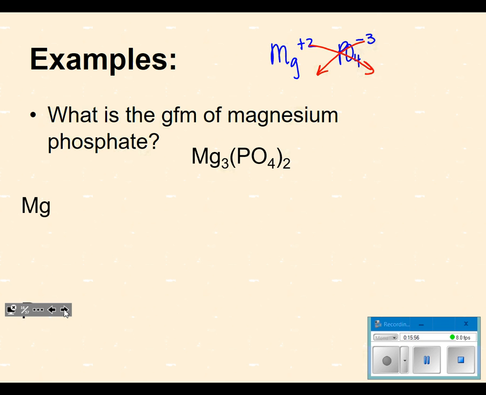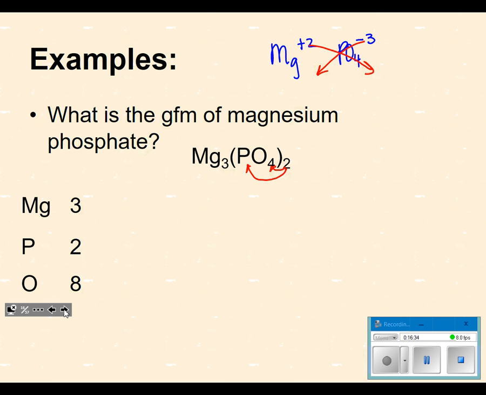We have magnesium, we have phosphorus, and we have oxygen. Well, how many magnesiums do we have? We have 3. Now for phosphorus, we only have 1 for the subscript, but that's inside of a parentheses where there's a 2 on the outside. So what you have to do is distribute that 2 to both of these numbers. So there are 2 phosphorus, and then 2 times 4 is going to give me 8 oxygens. All right? So you do the same thing like you would do in math. If you have a parentheses, you distribute that subscript outside the parentheses to all the subscripts inside the parentheses.